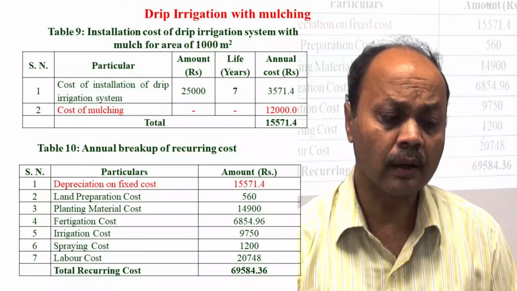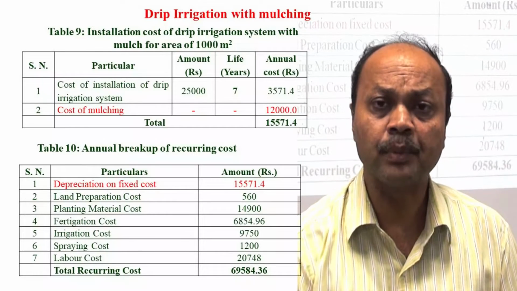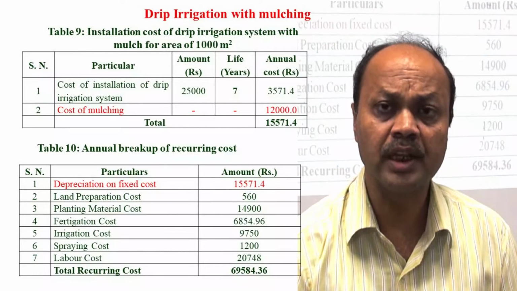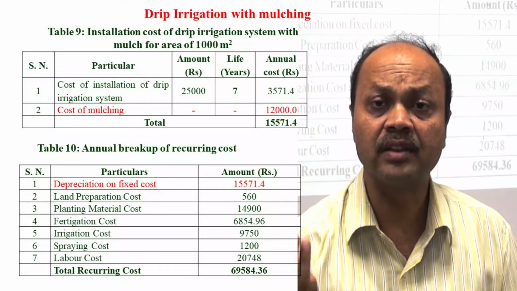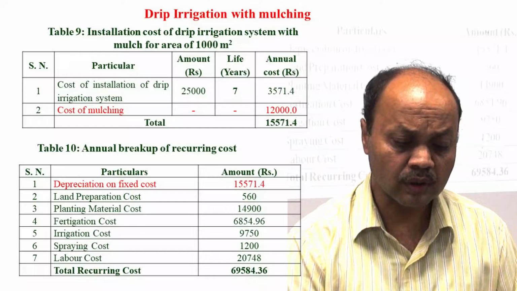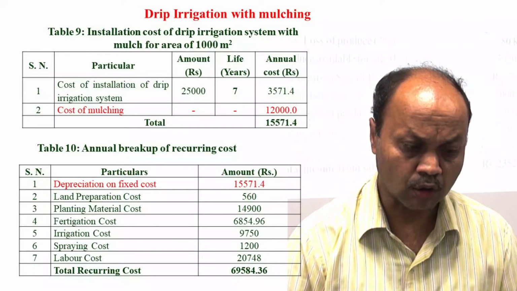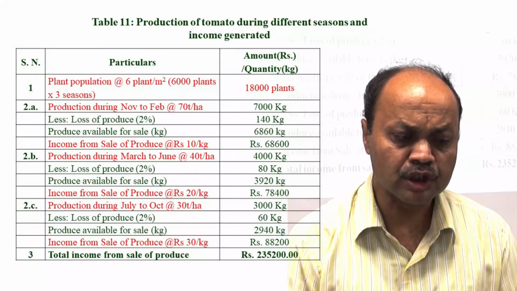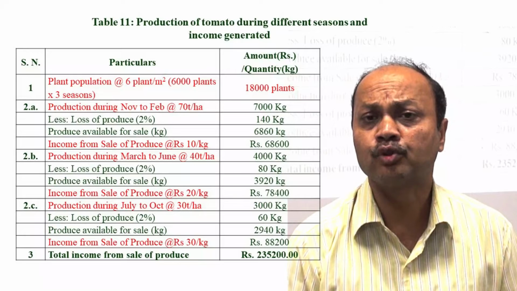Okay, so here apart from drip cost, your mulching cost will be there. Because you are taking 3 crops, around 12,000 cost you have considered, and based on that you have calculated total cost.